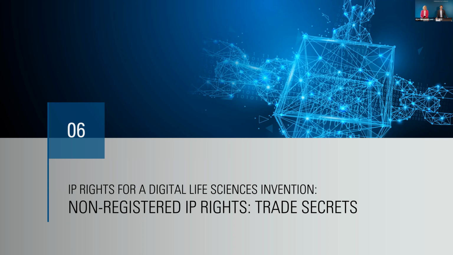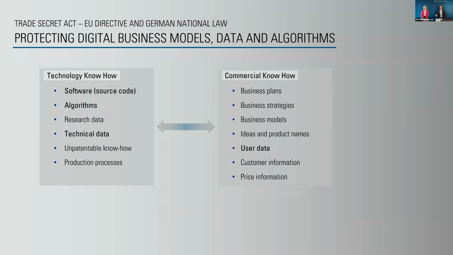If this is secured, then a trade secret will grant a rather high level of protection under the applicable laws. In this overview you see what can be a trade secret, and there are some terms that we already heard today which are really relevant here. There is technological know-how on the one side and commercial know-how on the other, and both are relevant. It can be the code of the software, algorithms, technical data, and user data, which can be secured by a trade secret.